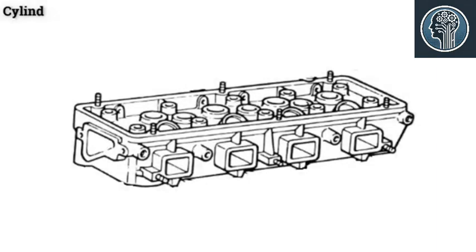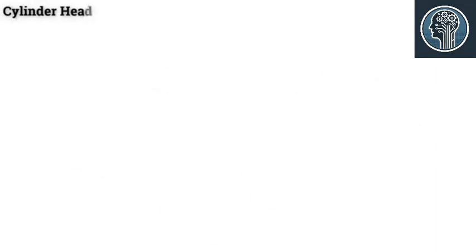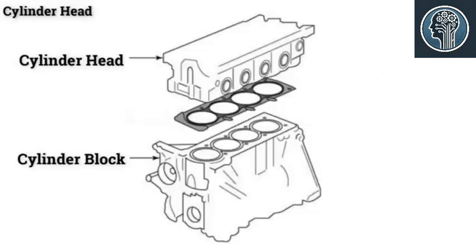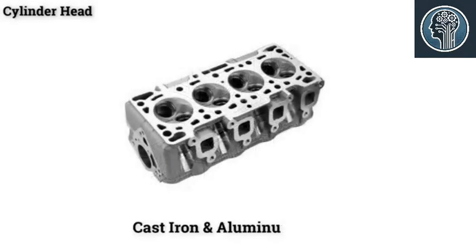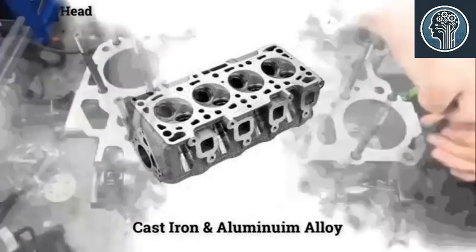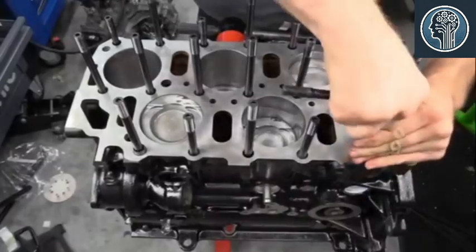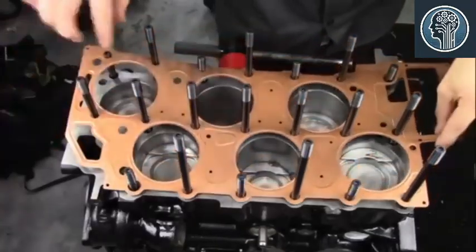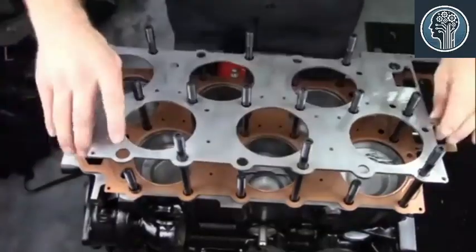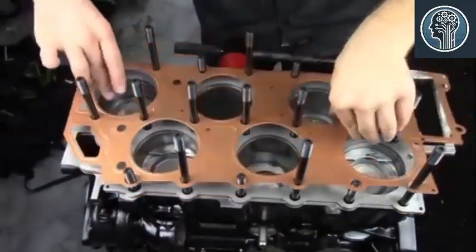Cylinder head. The cylinder head is another main part of an engine. It is a joint between the cylinder head and cylinder block. It is usually made up of cast iron and aluminium alloy. The cylinder head is attached to the cylinder block using studs fixed to the block, and gaskets are used to provide a tight leak-proof joint between the head and block.